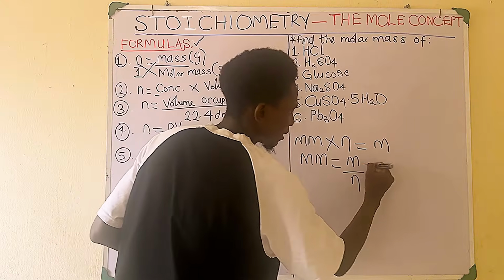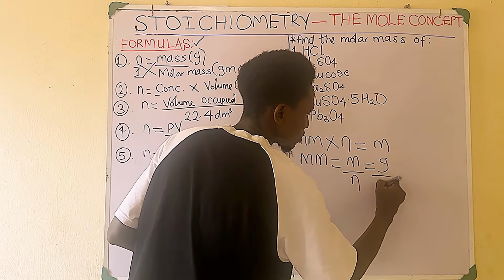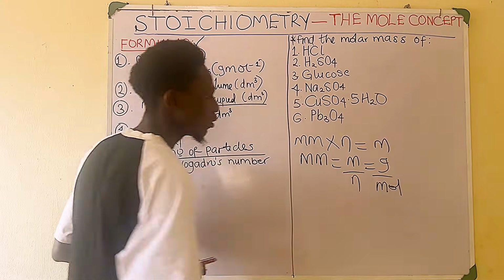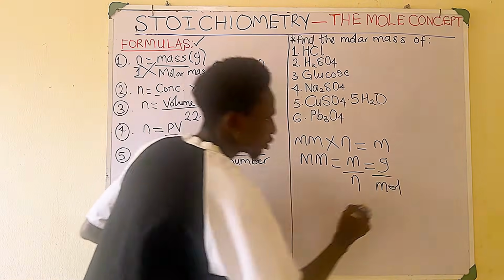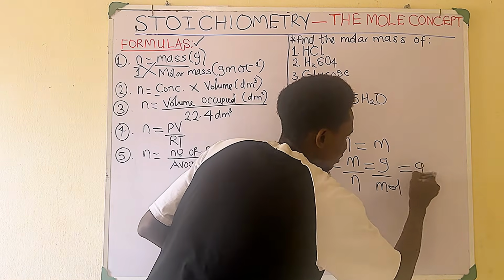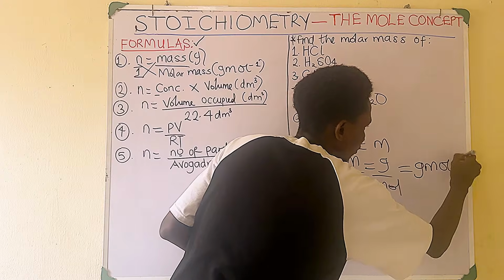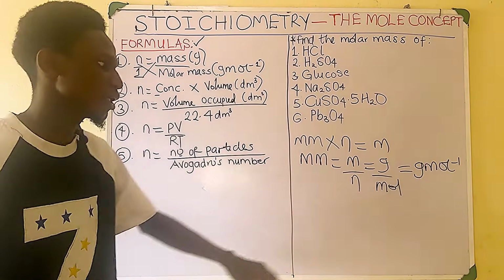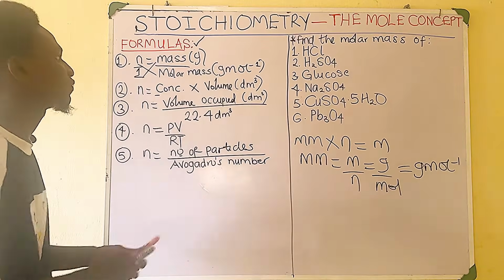So mass is in grams, the number of moles is in moles. So you have gram per mole, and according to indices in mathematics, we can simply write it out as gram per mole, taking the power of -1. So that's how we get the unit of that guy.